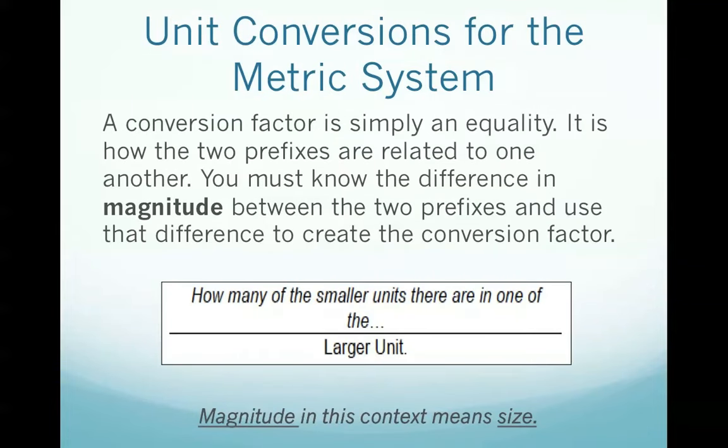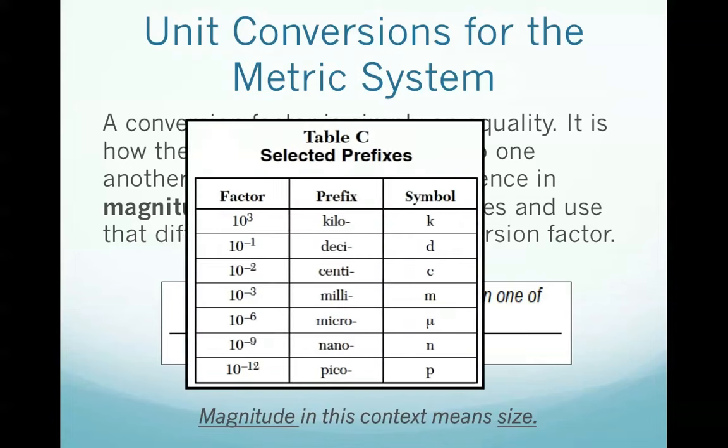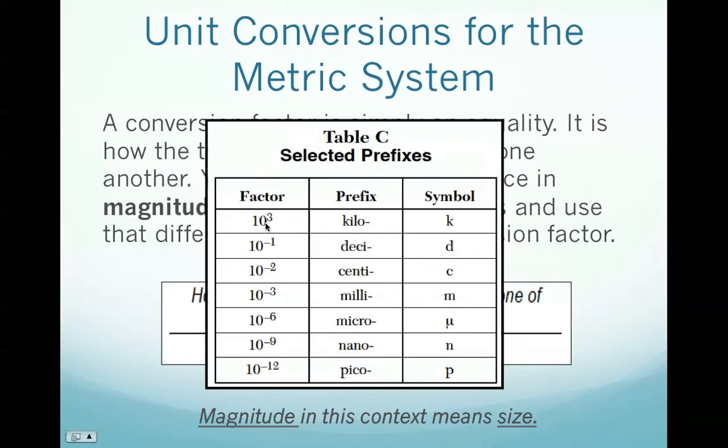So this conversion factor that we talk about is actually just an equality. Two values that are equal to each other, and thus dividing them equals 1. So we're concerned with the two prefixes, how they relate to one another, and the difference in magnitude between them. On Table C, when I talk about the magnitude of the prefix, I'm looking at the exponent of 10. So the magnitude of deci is -1, or the magnitude of micro is -6. So make sure, again, you have Table C out.